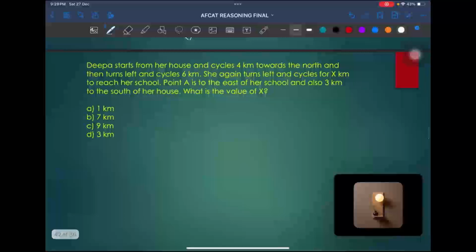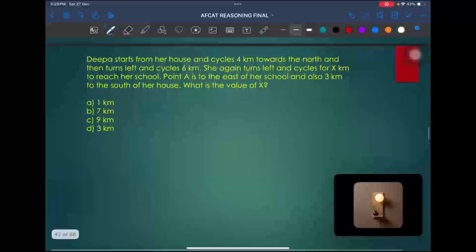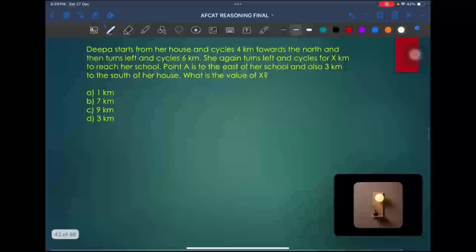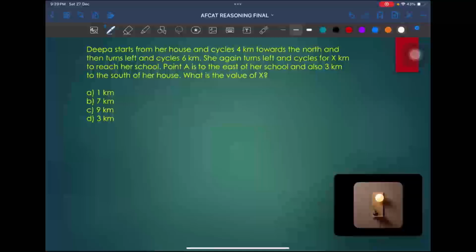Can you try this question? It is similar to the previous question. If possible, can you try? I'll give you 1 minute of time. Try to solve this.